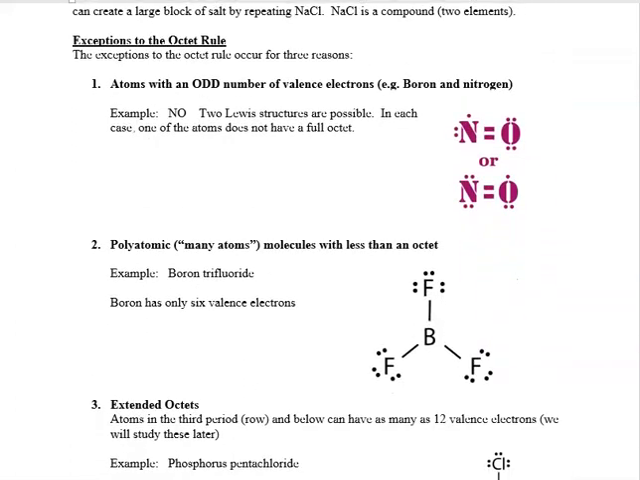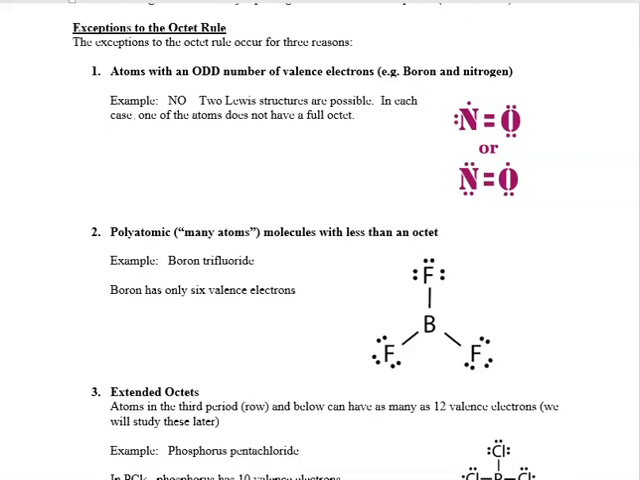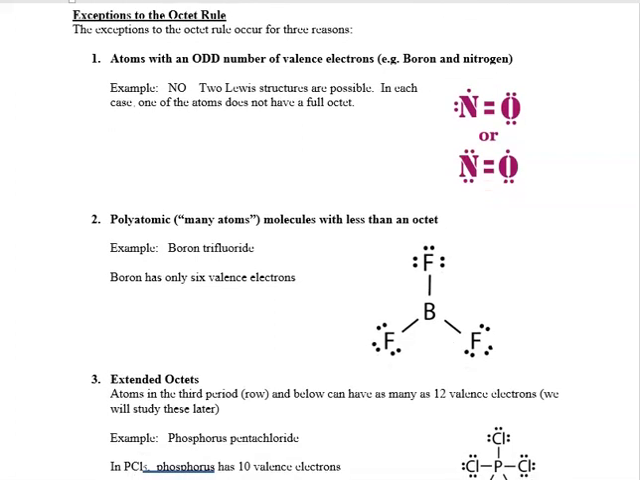Exceptions to the octet rule. The exceptions to the octet rule occur for three reasons. 1. Atoms with an odd number of valence electrons, such as boron and nitrogen. So boron has 3 valence electrons, nitrogen has 5. So NO, there are 2 Lewis structures possible. In each case, one of the atoms does not have a full octet. And it tends to be nitrogen.